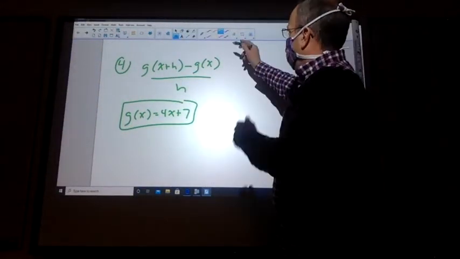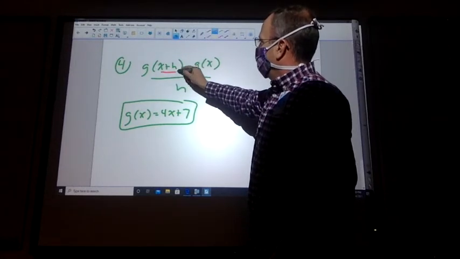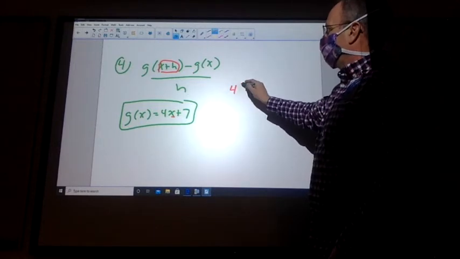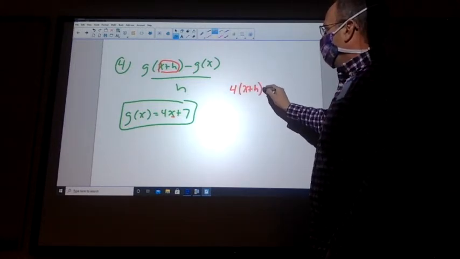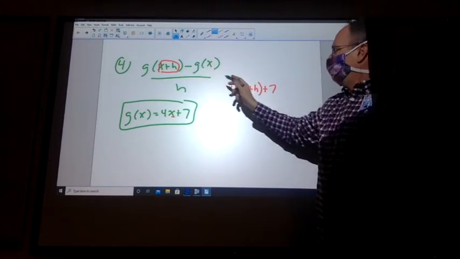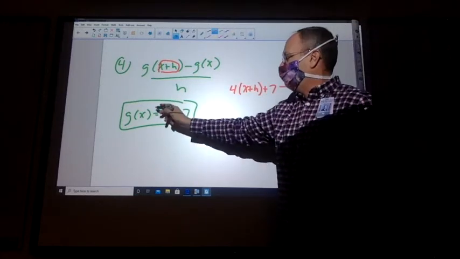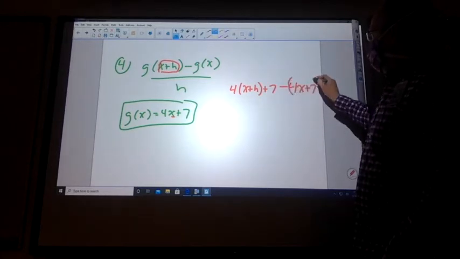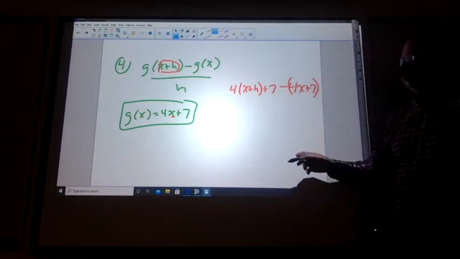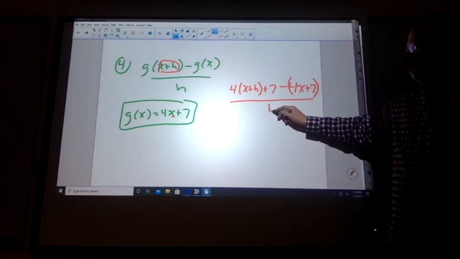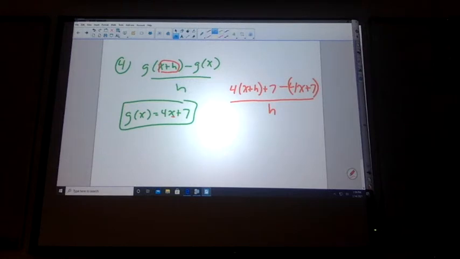And what we're going to do with this equation is I'm going to plug this in for my x to fulfill that. So I'm going to get 4x plus h plus 7. So that takes care of that, right? Minus g at x. Well, this is g at x, just 4x plus 7. I'm going to put that in parentheses because we're subtracting that quantity. And then we're going to divide by h. There's no h up there, so we just divide by h.